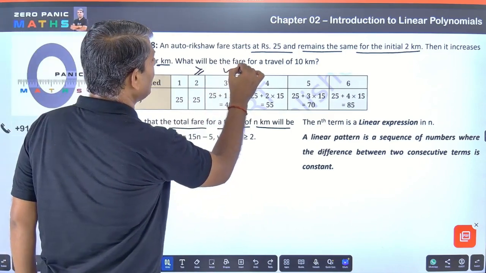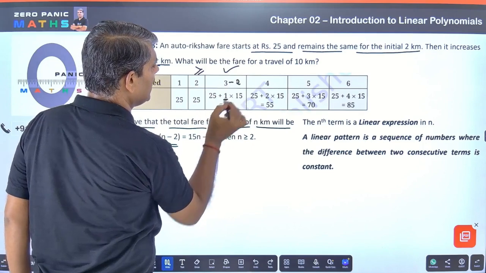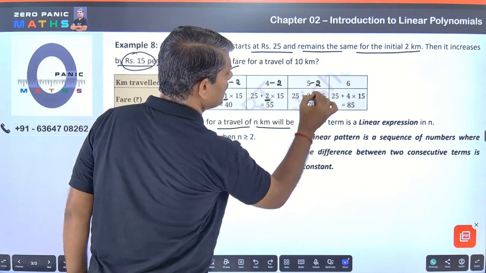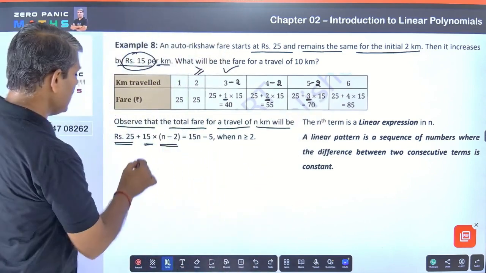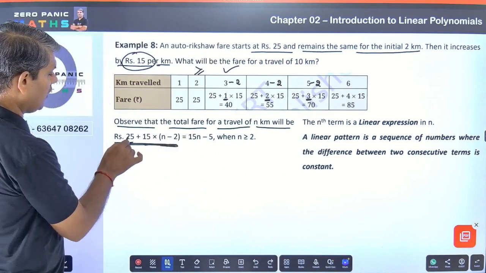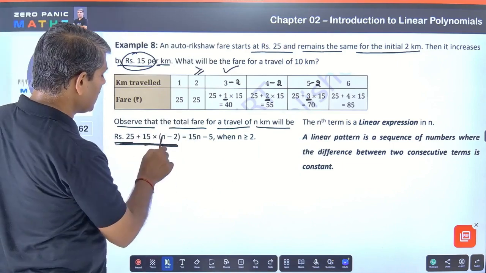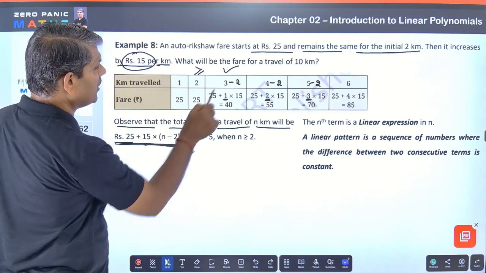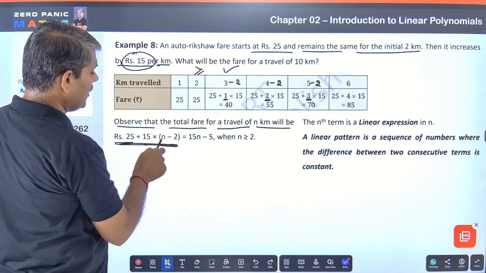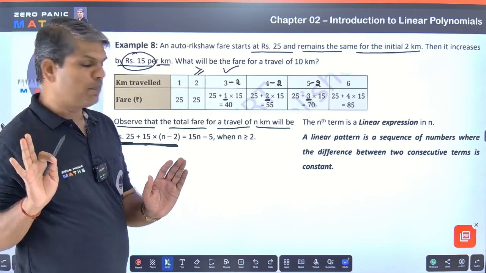For the third kilometer it is 3 minus 2, so 1 is getting multiplied here. Here also 4 minus 2, so 2 is getting multiplied. 5 minus 2, that is 3 is getting multiplied. So the overall equation is this one: 25 constant plus 15 rupees, that is the per kilometer charge, but that is after n minus 2 kilometers, where n is the kilometers traveled. For the third kilometer it is 3 minus 2, so one time 15 rupees is added to the 25. Okay, hope you are getting it.